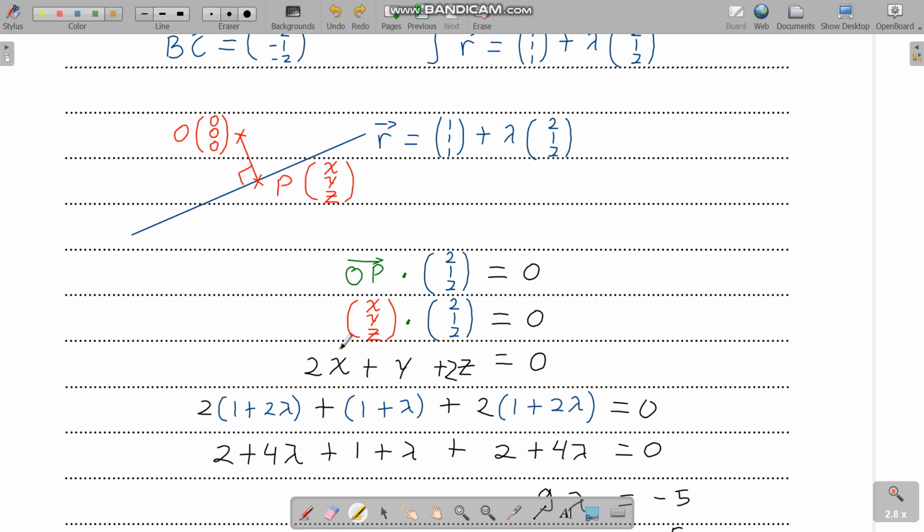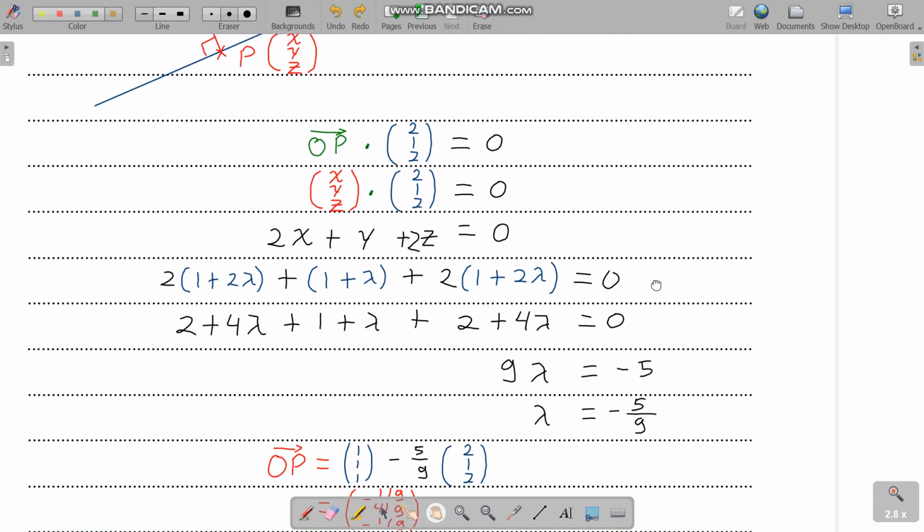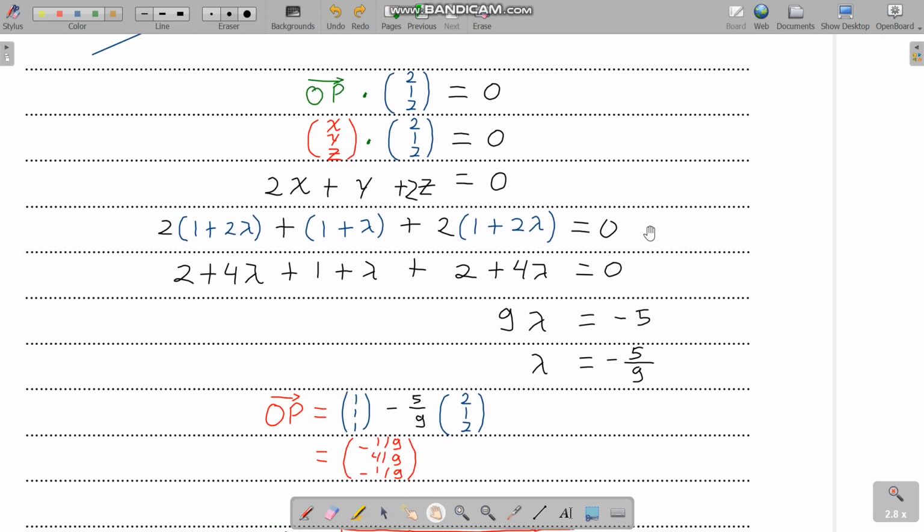There's nothing we can do. So now we're going to use the fact that this P is on this line, which means it satisfies the line equation, which means we can replace the x with 1 plus 2 lambda, the y with 1 plus lambda, and the z with 1 plus 2 lambda. So that's what we do here. We express x, y, z in terms of lambda, and then we open up the brackets and solve for lambda. So lambda is minus 5 over 9.